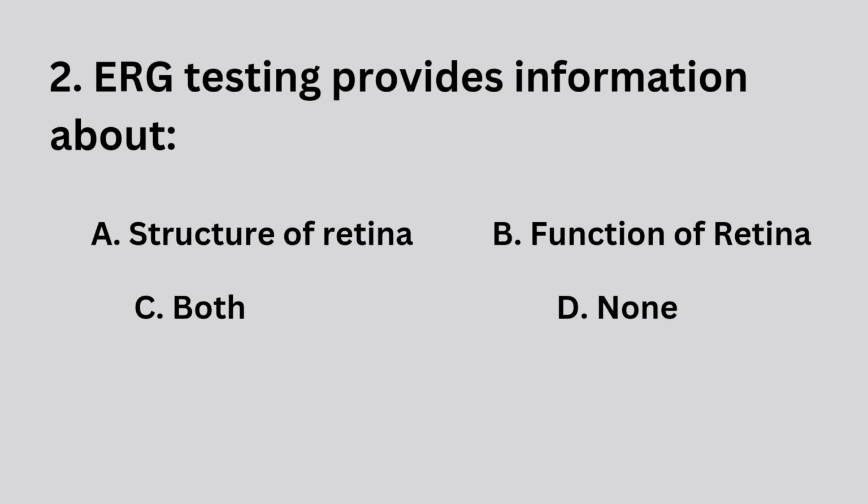Second question, ERG testing provides information about option A, structure of retina. Option B, function of retina. Option C, both. And option D, none of them. And the correct answer is option B, function of retina.